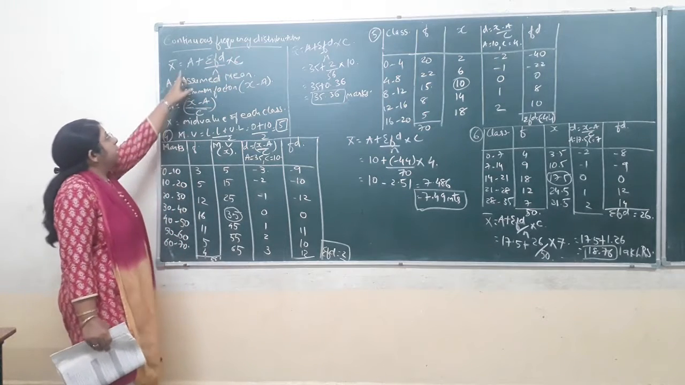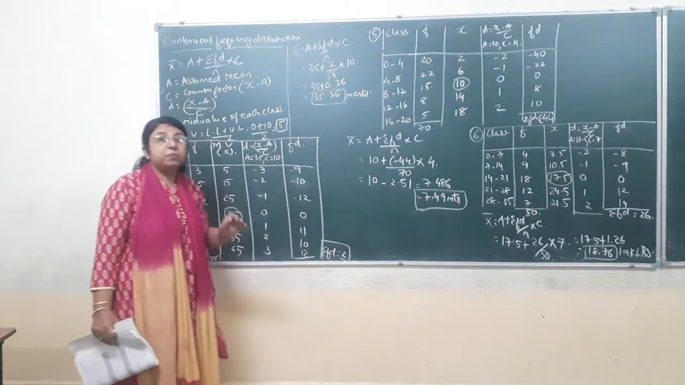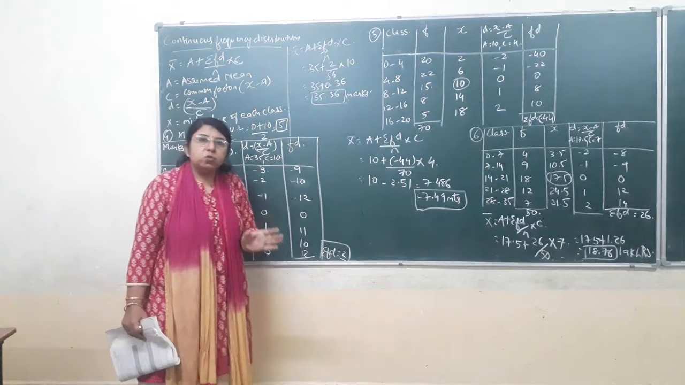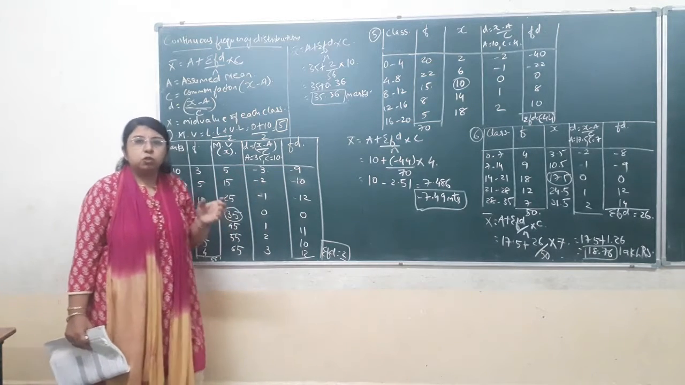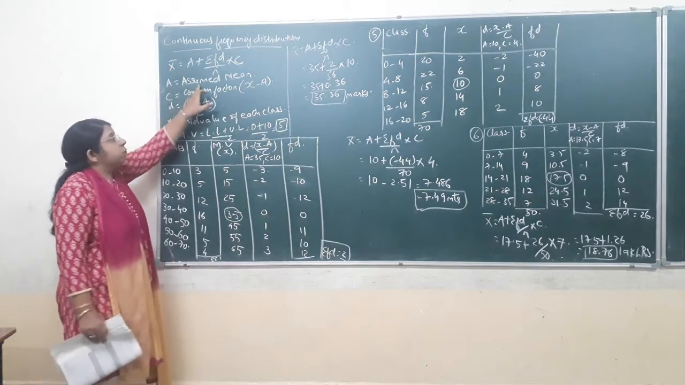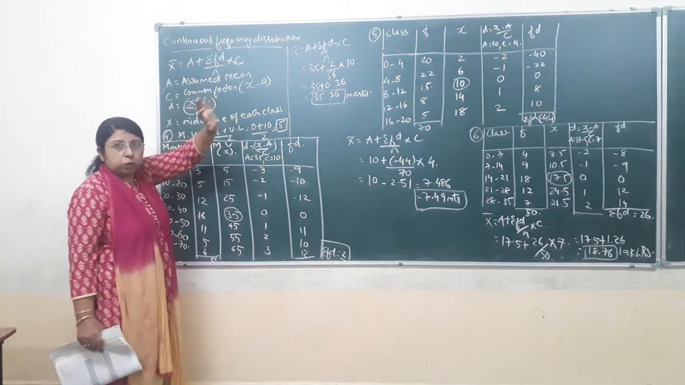Now A means what? We already discussed in the previous video lecture that A means assumed mean. Whenever the data is too large, in order to simplify it and make the data smaller, we apply the shortcut method, that is of assumed mean. So A stands for assumed mean. Next one, sigma. Sigma means total, you are going to sum.